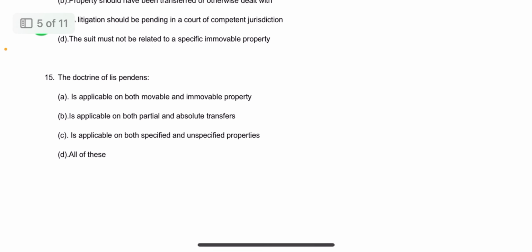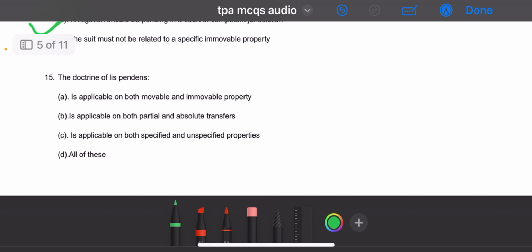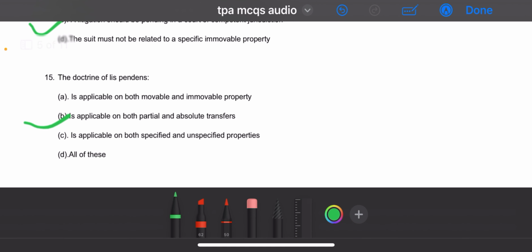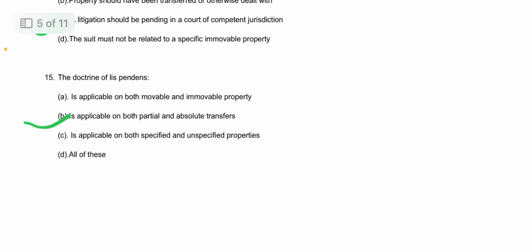15th question is, the doctrine of lis pendens A, is applicable on both movable and immovable property. B, is applicable on both partial and absolute transfers. C, is applicable on both specified and unspecified properties. D, all of these. So the correct answer is B. That is, the doctrine of lis pendens is applicable on both partial and absolute transfers.